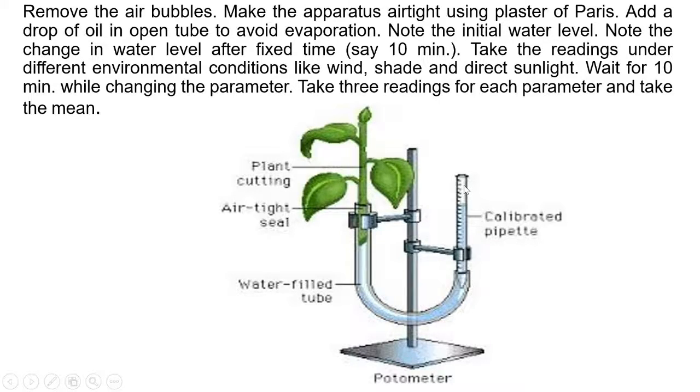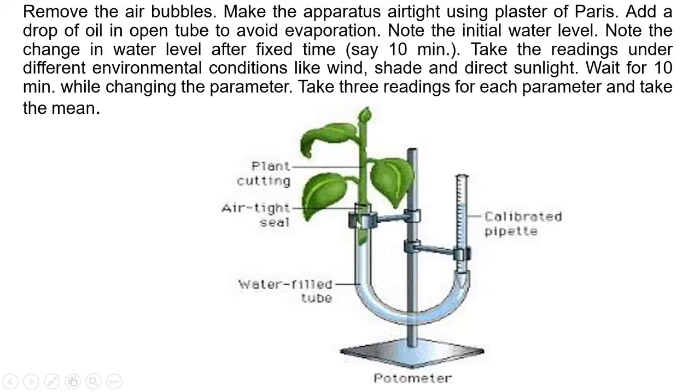Then after that, we have to note the initial water level. Then note the change of water level after a fixed time, for example, 10 minutes, and take the reading under the different environmental conditions like wind, shade, and direct sunlight. First of all, we have to place the apparatus in the wind by using the fan. Then after 10 minutes, we have to check the reading, or what amount of water has evaporated with the help of the plant twig.